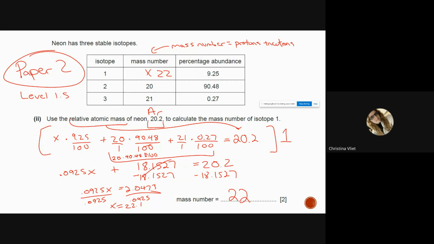If you have no work shown, typically they will not give you the full marks for the question. You have to show your work. So this is my time to tell you. Make sure you're showing your work.